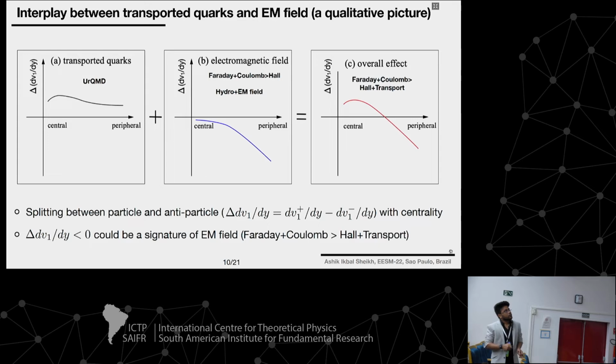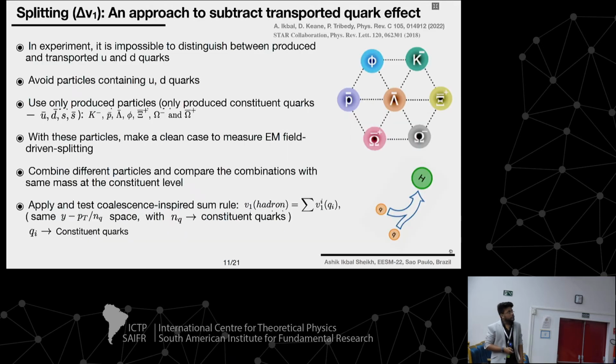But when both the effects are present in the system, like in a real scenario, the overall effect could be something like what has been shown in panel C. So we can see positive as well as negative sign of the splitting depending upon which effect is dominating. So we can always look for the negative sign as a sign of the electromagnetic field effect in experimental measurements. But we can look at the experimental results, but before going there, I would like to discuss an approach that really subtracts the effect of the transported quarks.